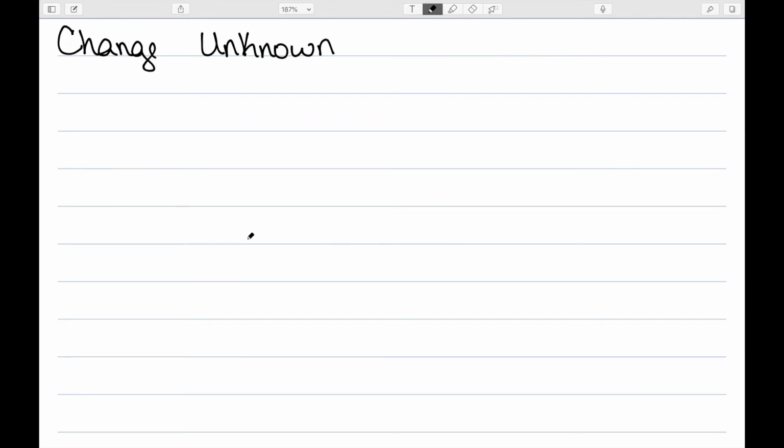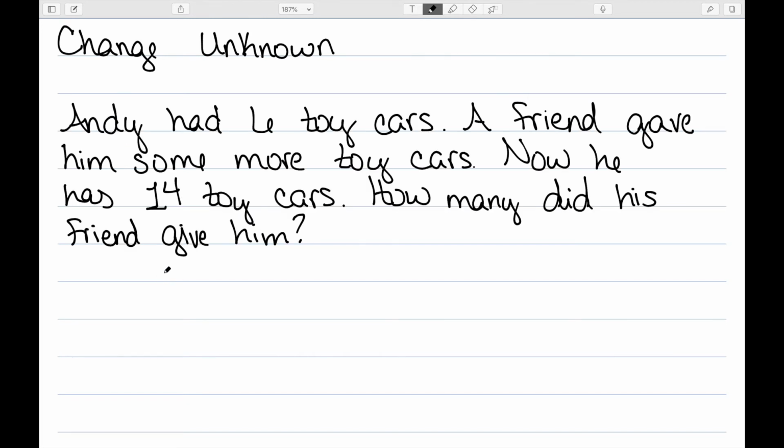The next type of join problem would be change unknown. This time we know our initial amount and we know our final amount, but we don't know how much it was changed by. As an example, Andy had 6 toy cars. A friend gave him some more toy cars. Now he has 14 toy cars. How many did his friend give him?